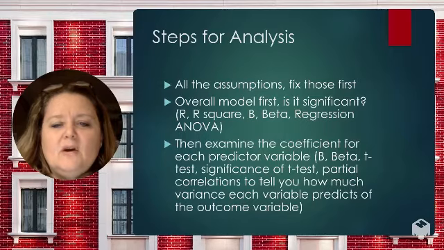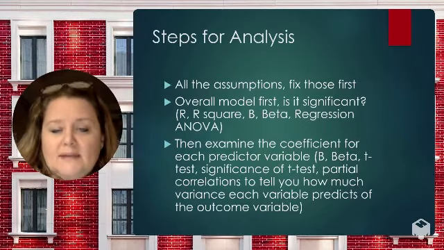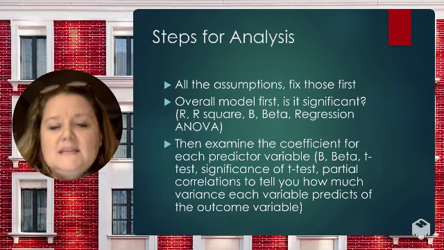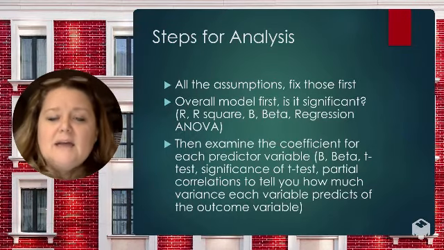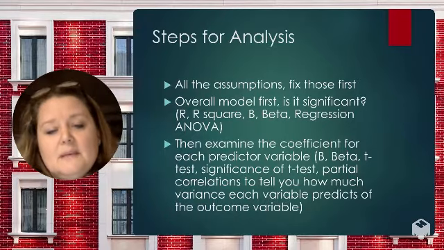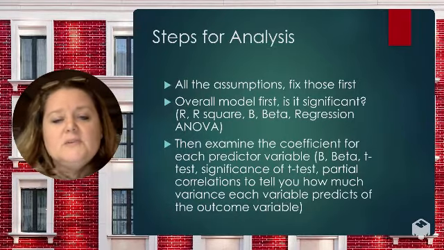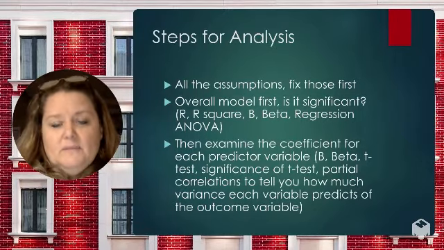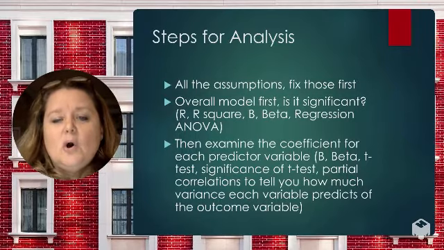And then you want to go in and look at all of your individual predictors. So now we're looking at beta weights, particularly B and beta, the t-tests for each of those betas, how significant the t-test is, and something called partial and sometimes semi-partial correlations, which will tell you how much variance each variable can predict on its own of the outcome variable. So those are the 3 steps: assumptions, overall model, and then each individual coefficient.